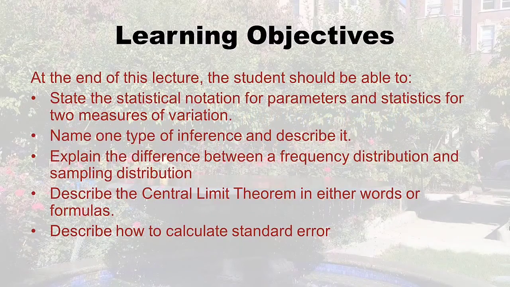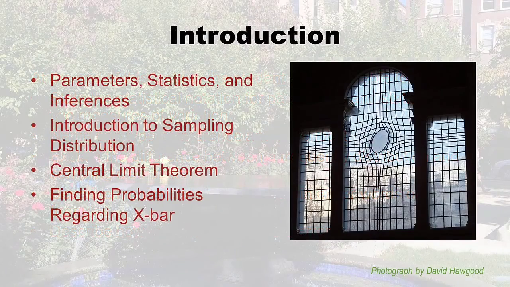At the end of this lecture, you should be able to state the statistical notation for parameters and statistics for two measures of variation, name one type of inference and describe it, explain the difference between a frequency distribution and a sampling distribution, describe the central limit theorem in either words or formulas, and also describe how to calculate the standard error. So here's your introduction to this lecture.